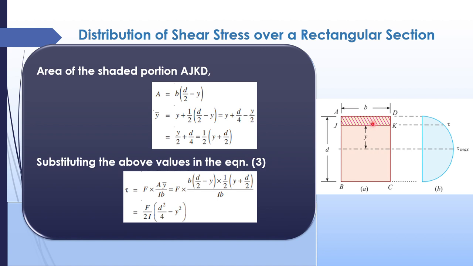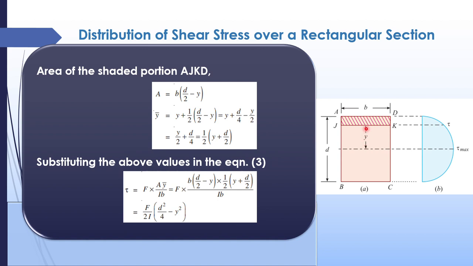Y bar is nothing but the perpendicular distance between the neutral axis of the section and the center of gravity of the strip we are taking. So it will be at the center, right? For a rectangular section, the center of gravity is at the center, at some point here. So what is this point?